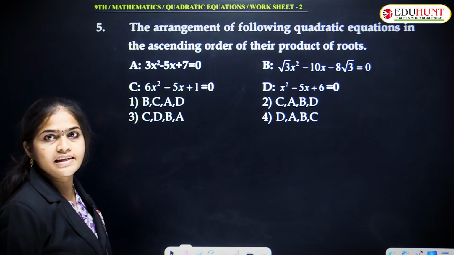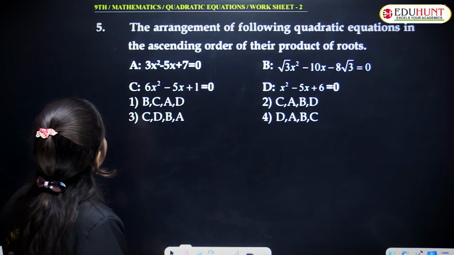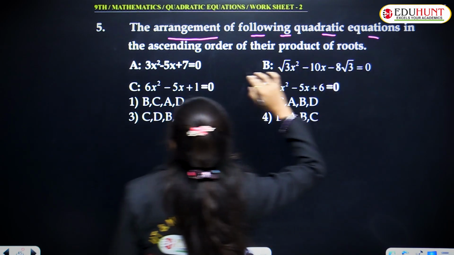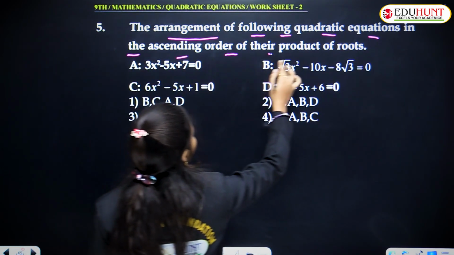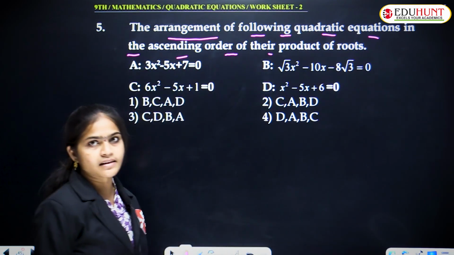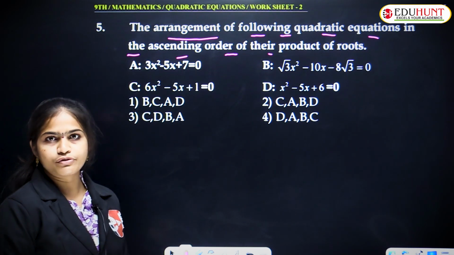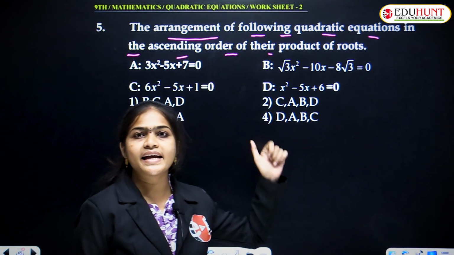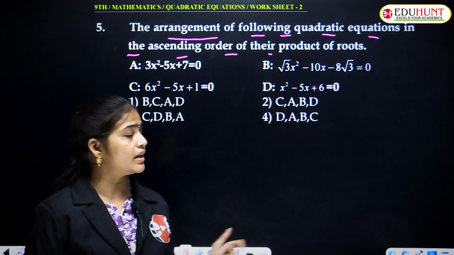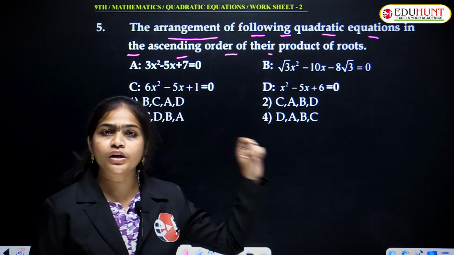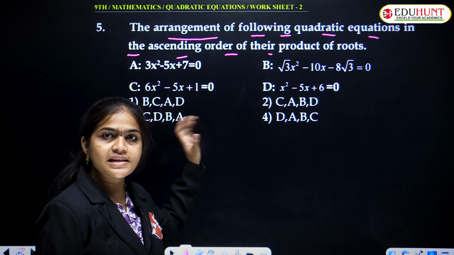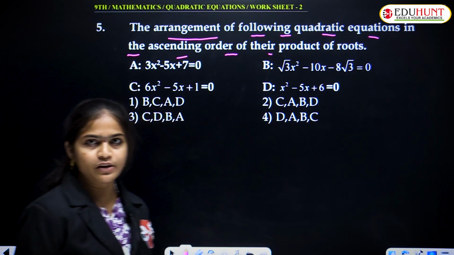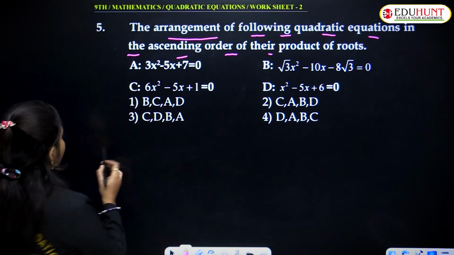So next, let us see question number 5. What is it? Arrange the following quadratic equations in the ascending order of their product of roots. Children, in the previous video we discussed the sum of the roots, where we arranged in descending order. Here we have to take the product of the roots. Now we have to arrange the given equations in ascending order, which means small to big order. So let us see the first option.